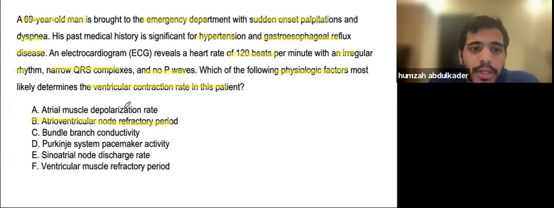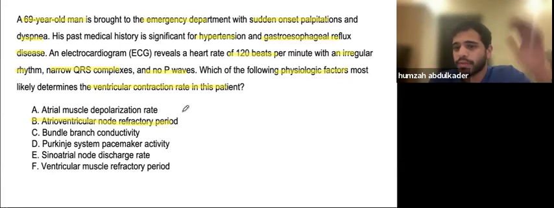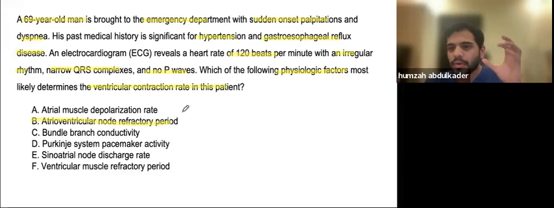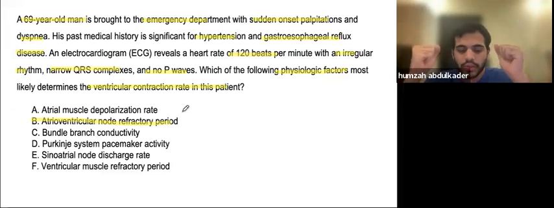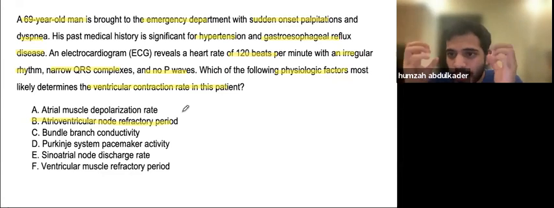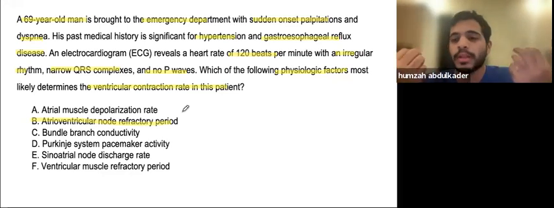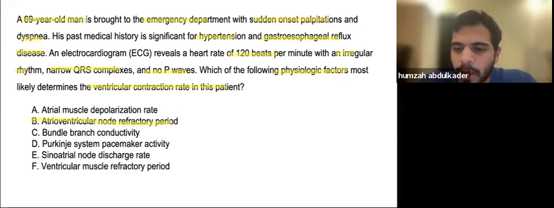Now, the atrial muscle depolarization rate has nothing to do with the ventricular contraction rate, okay? They're two different things. Just because the atrium's contracting doesn't mean the ventricle has to contract. So in this case, because the SA node isn't working, it goes to the AV node, and the AV node obviously doesn't continuously contract. So the refractory period between the contractions is what's determining the ventricular contraction rate. I hope that makes sense. If it doesn't make sense, I can try explaining it again.